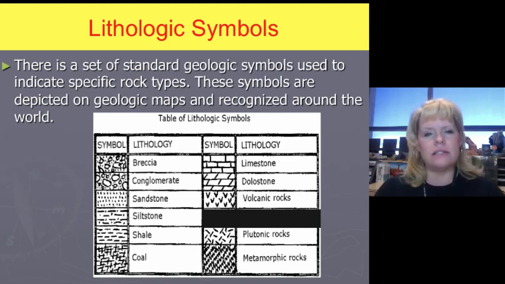Literally, there are dozens of various different types of symbols for volcanic rocks. To make it easy, we're just going to use V for volcanic. And that's a pretty common denotation for some type of a volcanic rock. V for volcanic, right? Bunch of V's.